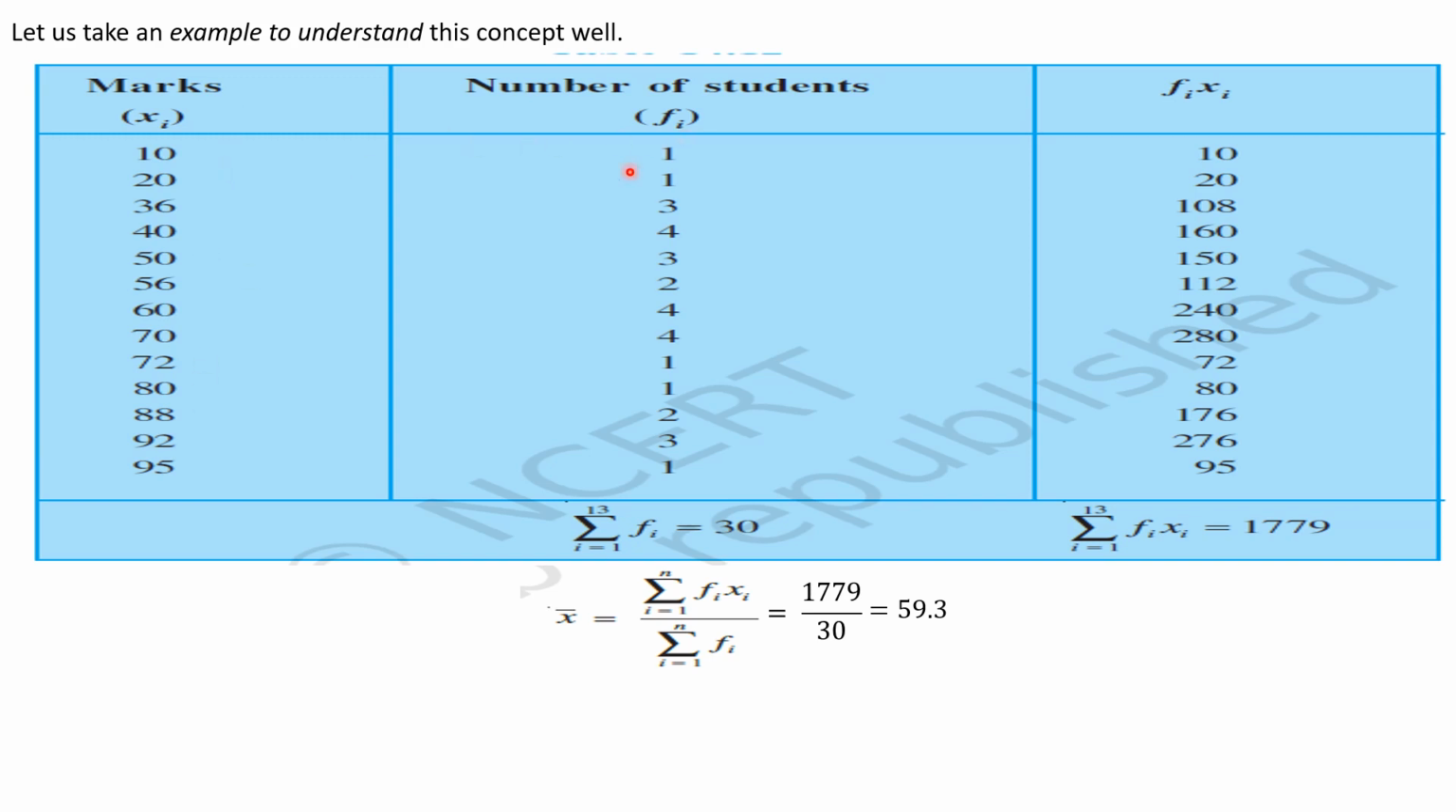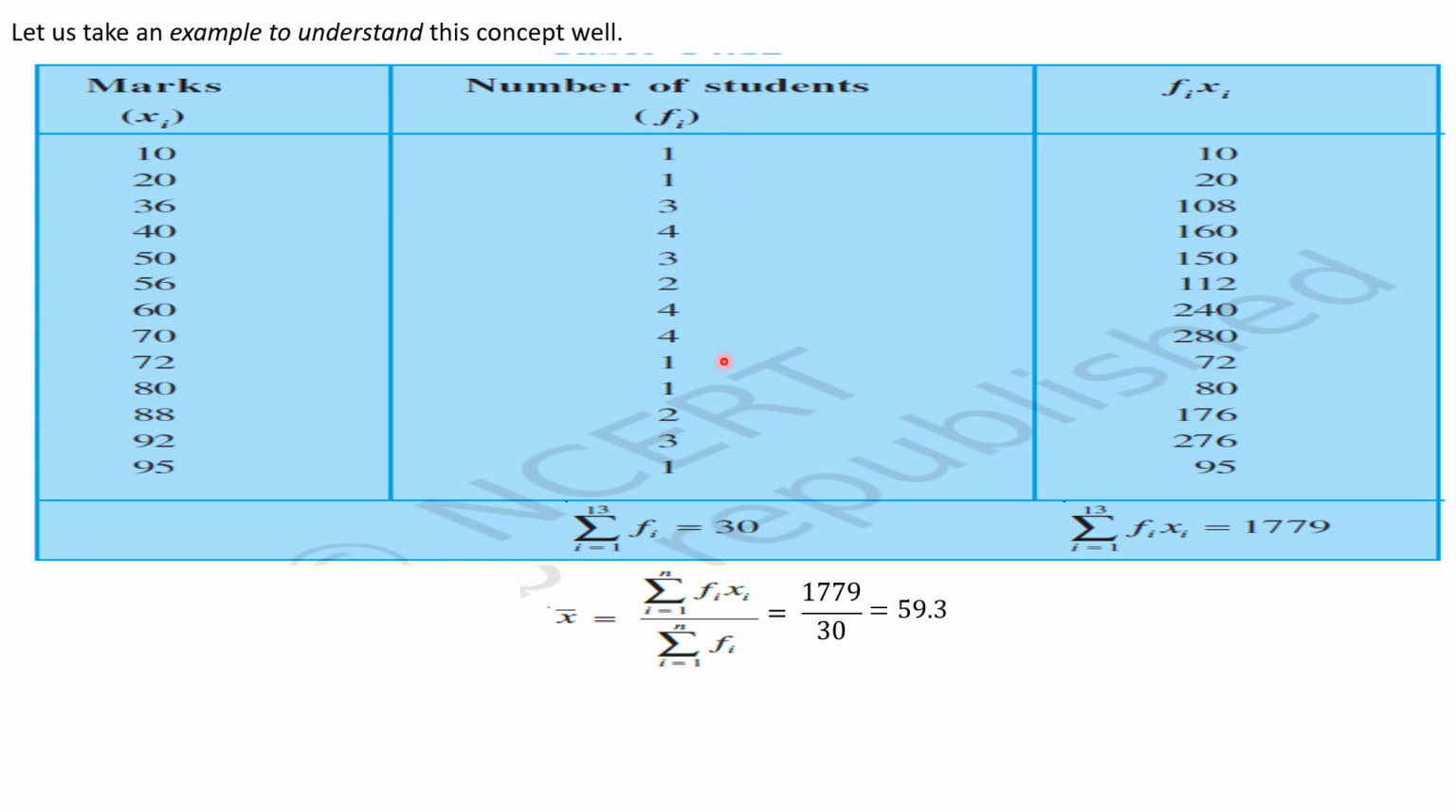Number of students: how many students got 10 marks? Only one student. How many students got 20 marks? Only one student. How many students got 36 marks? 3 students got 36. How many students got 40 marks? 4 students got 40 marks. Similarly, how many students got 50 marks? 3 students. Likewise, we have prepared an ungrouped frequency distribution. Okay, my children, understood the difference, right?